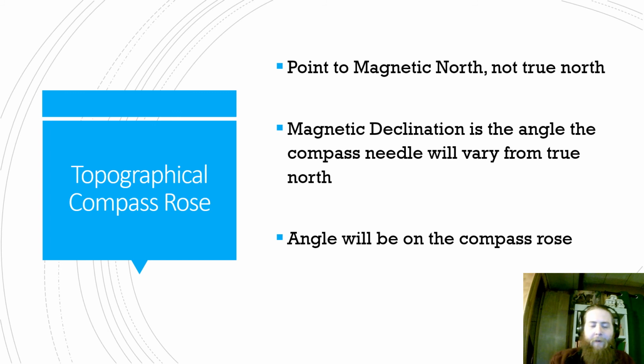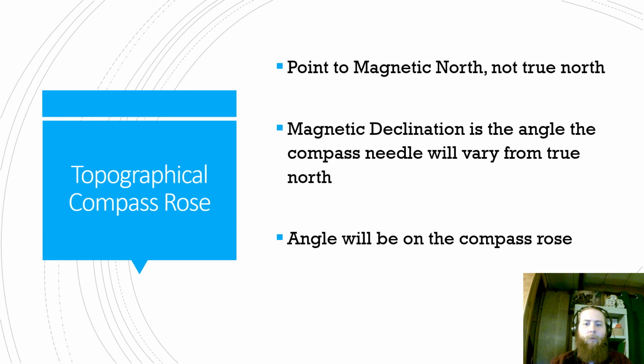So our topographical compass rose is going to point towards magnetic north, not true north. If you remember from your physical science in middle school, true north and magnetic north are not the same. They're a little bit different from each other. Magnetic declination is the angle that the compass needle will vary from true north. This differs depending on where you are on the globe. It's different on the equator than it is up here, closer to the North Pole.